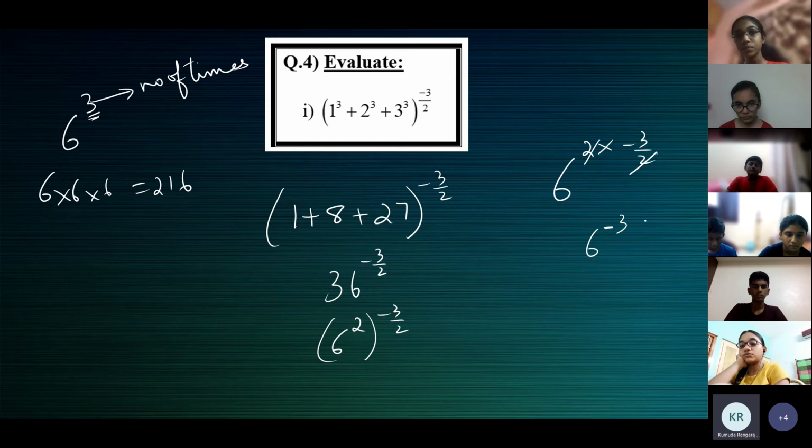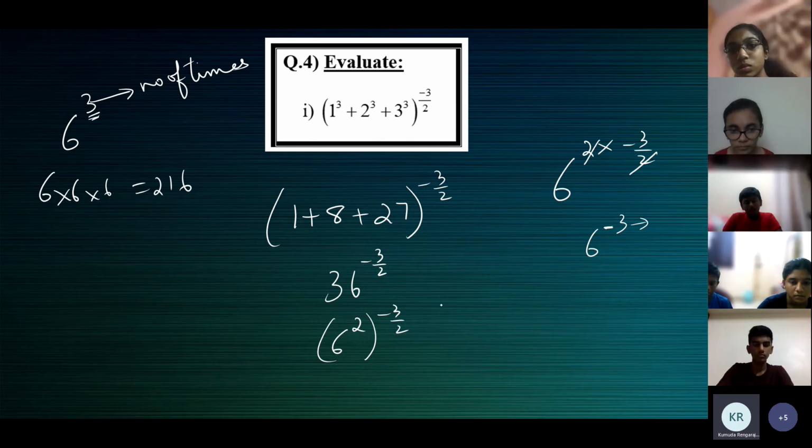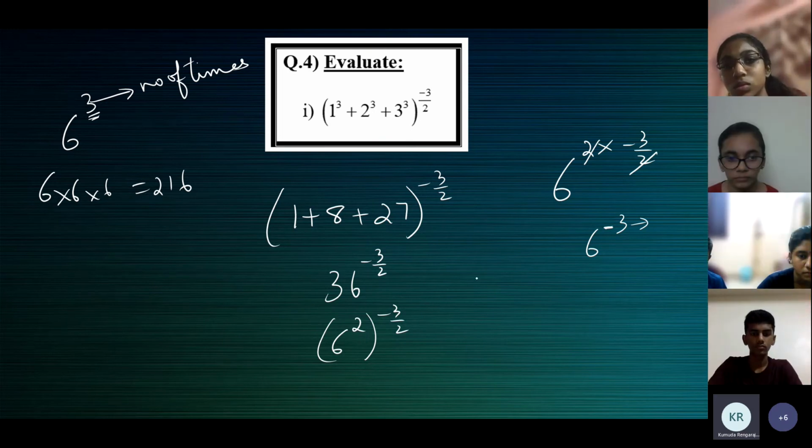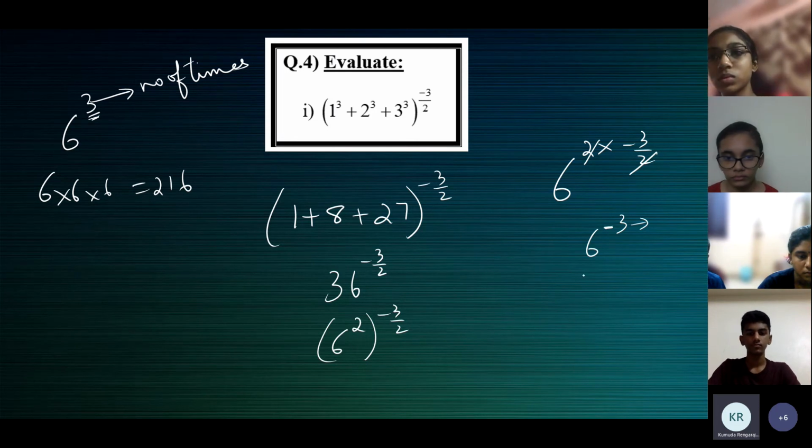Here I have 6 to the power minus 3. Minus 3 times, no. But you have to calculate the value. So you should write the equivalent of 6 to the power minus 3. How do you write the equivalent? Reciprocal of the base, negative of the power. What is 6? 6 means 6 by 1.